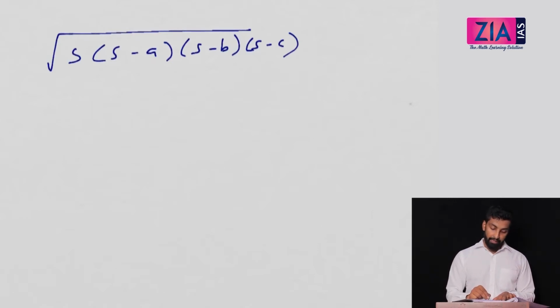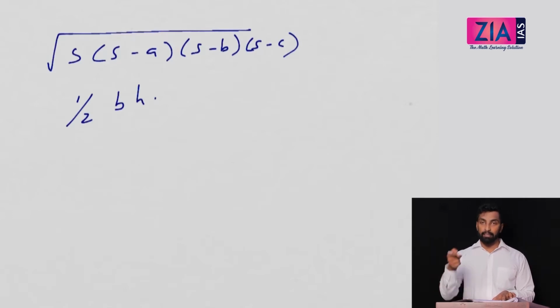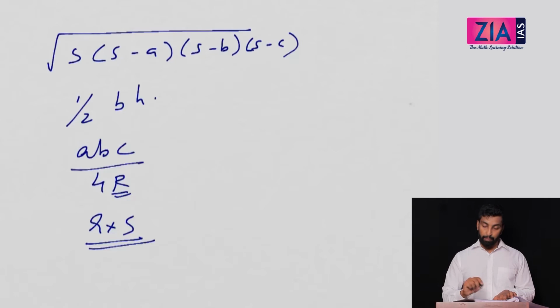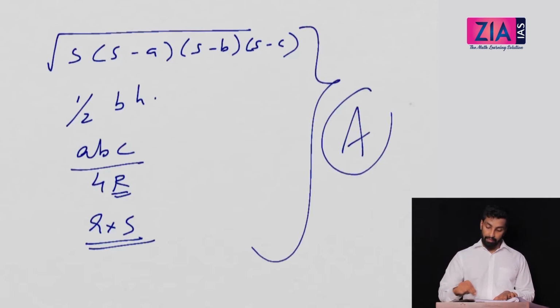Or if base and height are given, half into B into H. Now if the three sides are given and the circumradius is given, what is the answer? ABC by 4R. If three sides are given and the inradius is given, your answer is r into S, where S is the semi-perimeter and r is the inradius. Here R is the circumradius, and ABC are the three sides. Okay, so these are the various methods of finding the area.